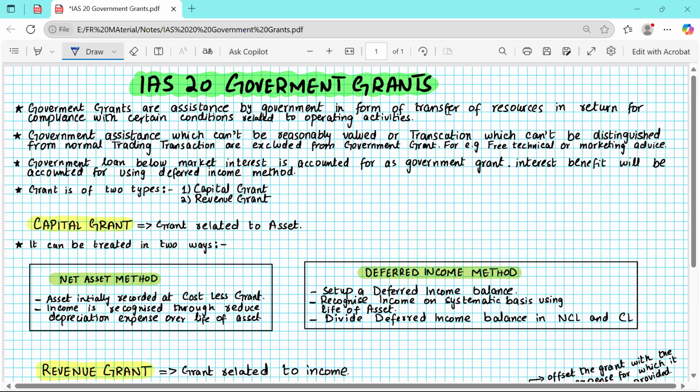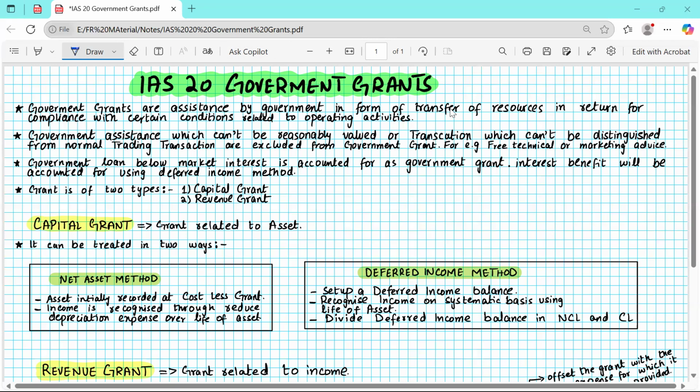So a government grant is basically assistance by the government. The government is providing you with some kind of help, some kind of assistance, in return for compliance with certain conditions related to operating activities. But they are asking you in return that you need to follow the conditions. You need to comply with the conditions that they tell you. Okay, so that is what a government grant is. Government is helping the company, but in return they want the company to meet certain conditions.